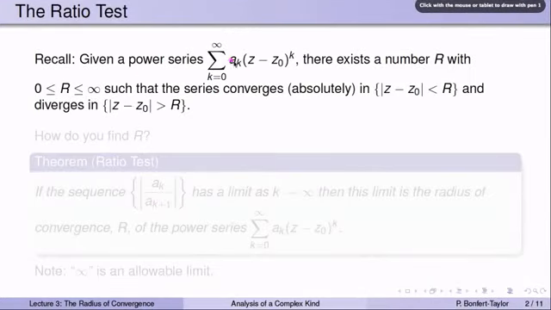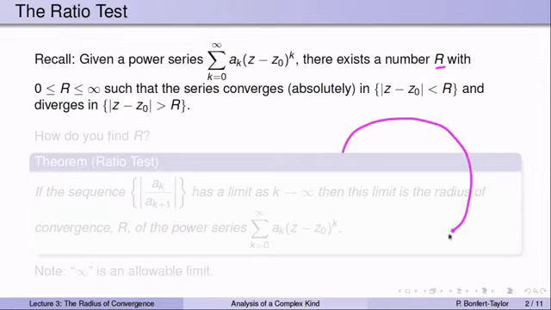Given a power series of this form, a_k (z minus z0)^k, where the a_k's are complex numbers, there exists a number r between 0 and infinity. Both 0 and infinity are allowable values for r, such that this series converges, absolutely in fact, for all z's that are within r of the center z0, and it diverges for all z's whose distance from z0 is bigger than r. So we proved the existence of this disk, centered at z0 and of radius uppercase R, such that whenever you pick a z inside, the series converges, and whenever you pick one on the outside, the series diverges.